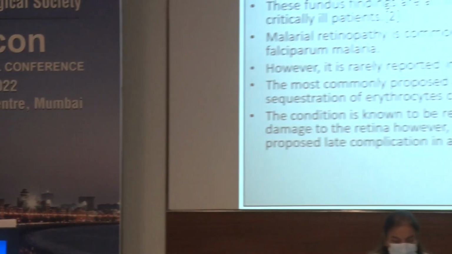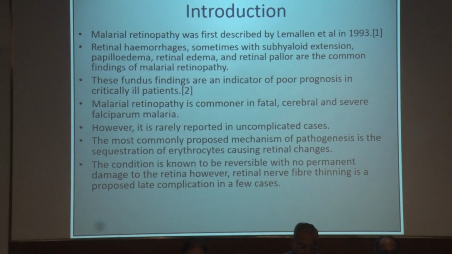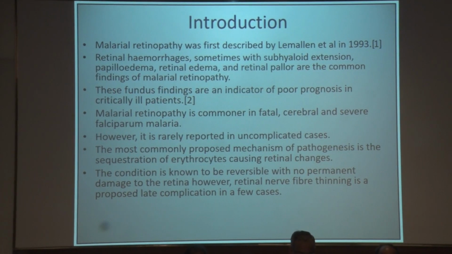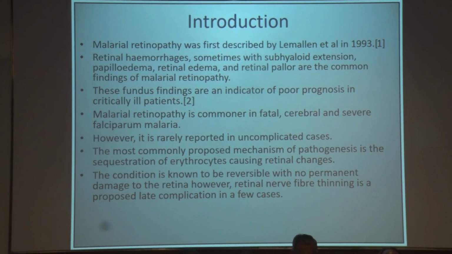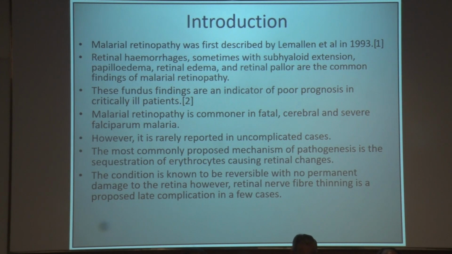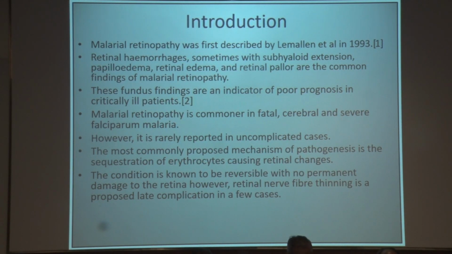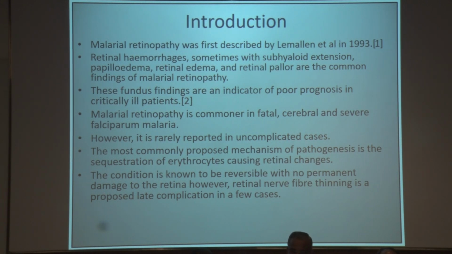Introduction. Malarial retinopathy was first described by Lewallen et al. in 1993. Retinal hemorrhages, sometimes with subhyaloid extension, papilloedema, retinal edema, and retinal pallor are the common findings of malarial retinopathy. These fundus findings are an indicator of poor prognosis in critically ill patients. Malarial retinopathy is commoner in fatal, cerebral and severe falciparum malaria. However, it is rarely reported in uncomplicated cases.